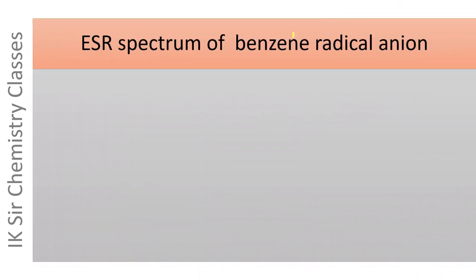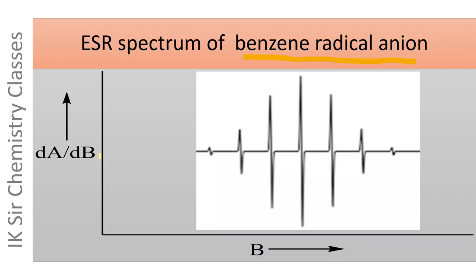ESR spectrum of benzene radical anion is given here. dA by dB is plotted against B. There are 7 hyperfine lines, 1, 2, 3, 4, 5, 6 and 7. There are 7 hyperfine lines in the ESR signal of benzene radical anion.